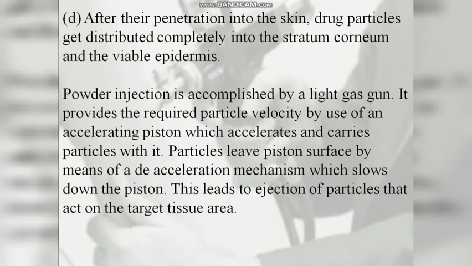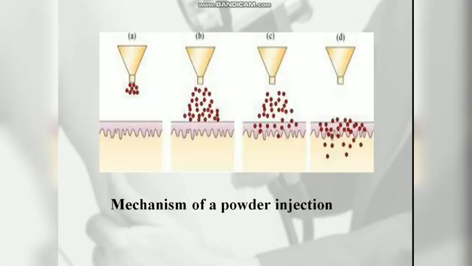After their penetration into the skin, drug particles get distributed completely into the stratum corneum and the viable epidermis. This is the diagram for the mechanism of a powder injection.